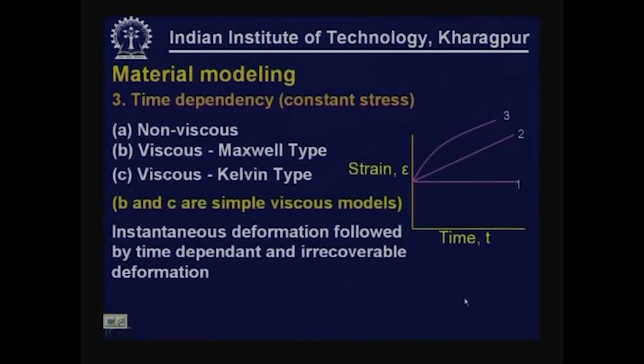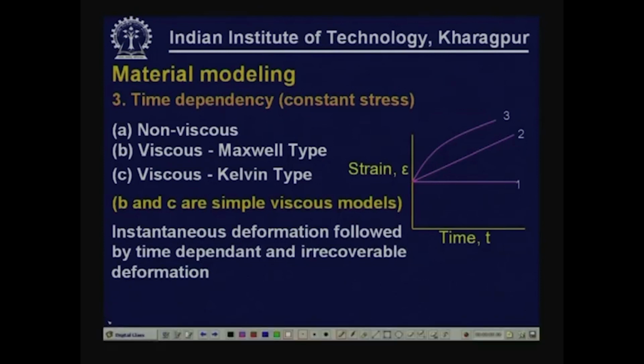The next characteristic that we consider for selection of a material model is the time dependency. For example, if we stress a material to a constant stress magnitude sigma, and epsilon is the resultant strain, then under this sustained stress sigma, with time, if there is no change in strain, this is a non-viscous material, but if strain changes for constant stress, these are viscous materials.